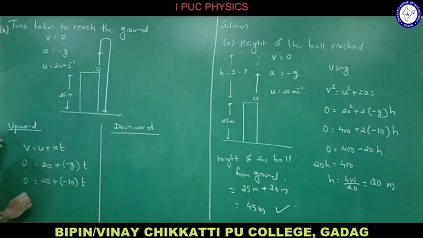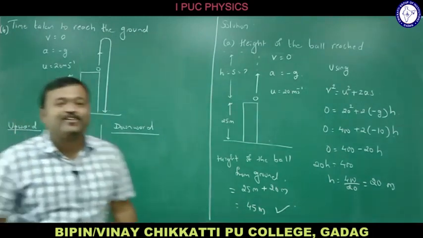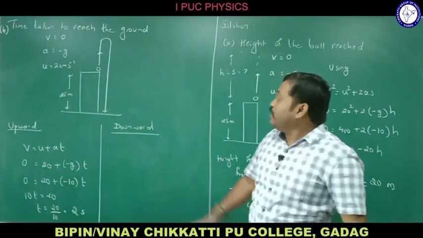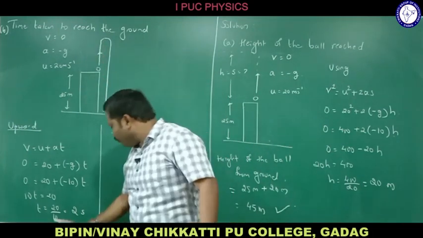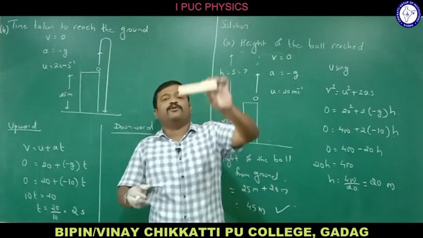So let me take this to the other side. 10 t is equal to 20. t is equal to 20 by 10. So how much do you get here? 2 seconds. This is how we calculated the time taken by the ball to reach the top. How many seconds did it take? 2 seconds.